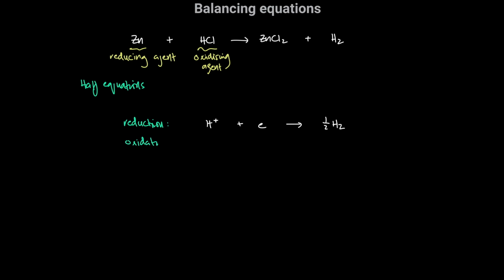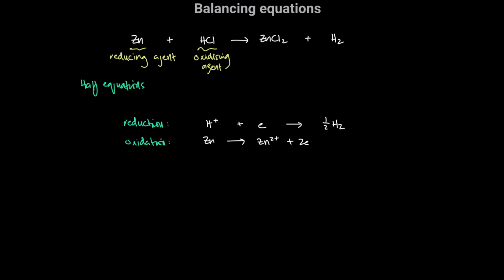So the half equation for oxidation is zinc loses 2 electrons to form Zn2 plus. So over here, this is the half equation for reduction and this is the half equation for oxidation. So we have separate half equations for reduction and for oxidation.